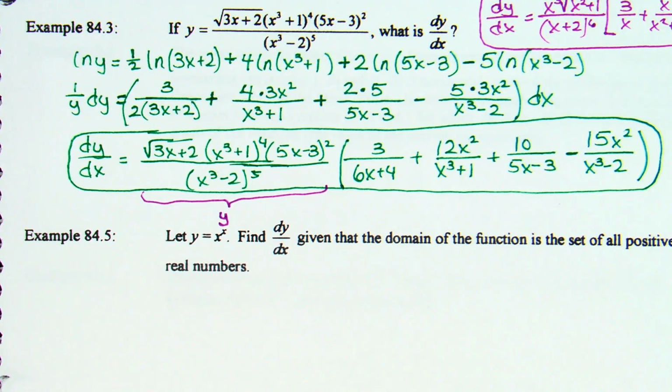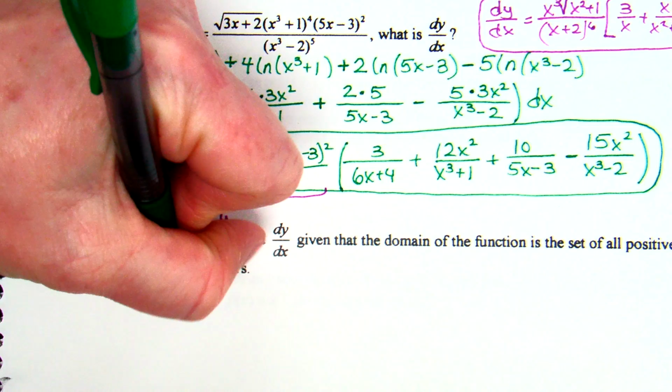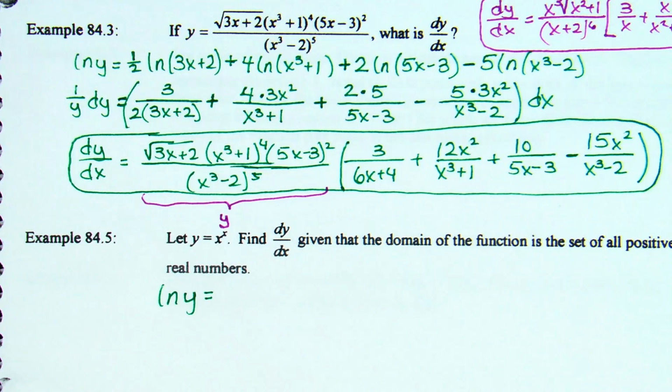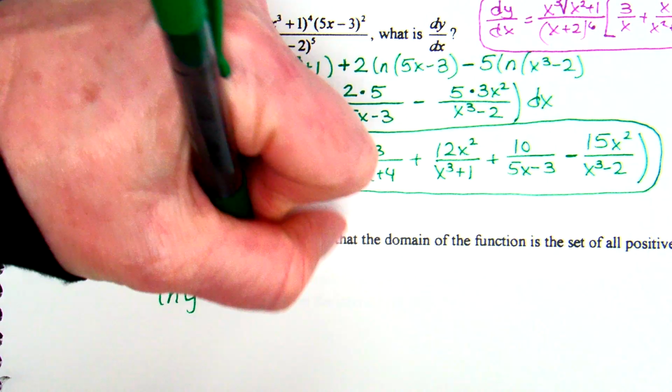Okay. So example 5. Let y equals x to the x. Find dy dx given that the domain of the function is the set of all positive real numbers. So basically, find dy dx again. This one's slightly different. There's a slight catch in here. So first step: ln y equals natural log of x to the x. Are you guys okay with moving the x out front? So x ln x.